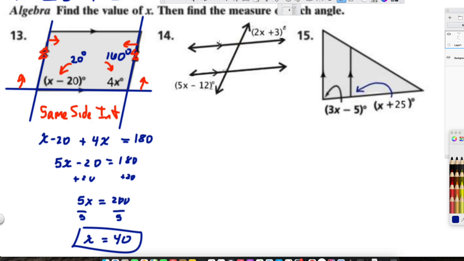Okay, what do we have here? We have two parallel lines and the transversal. These two expressions are on alternate sides, and they're exterior of the parallel lines. Alternate exterior angles are congruent. So set the two equations equal and solve.